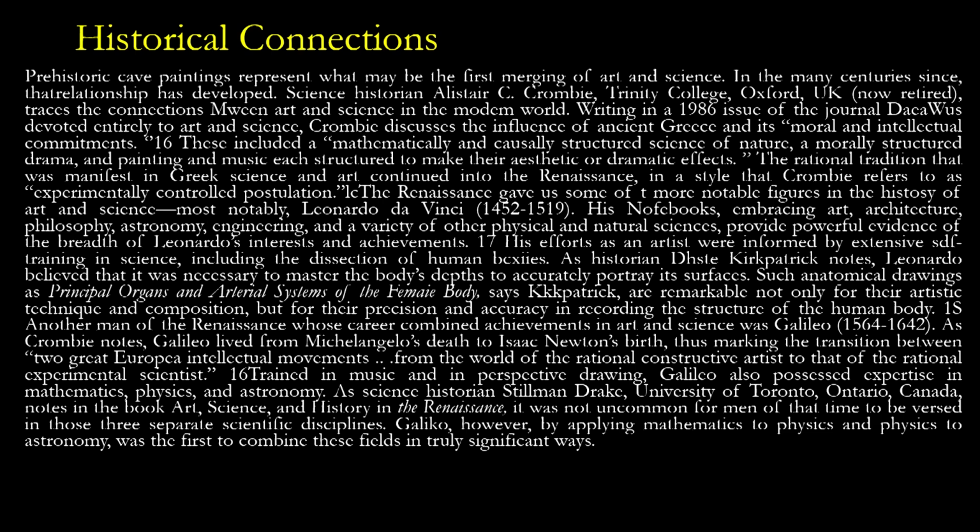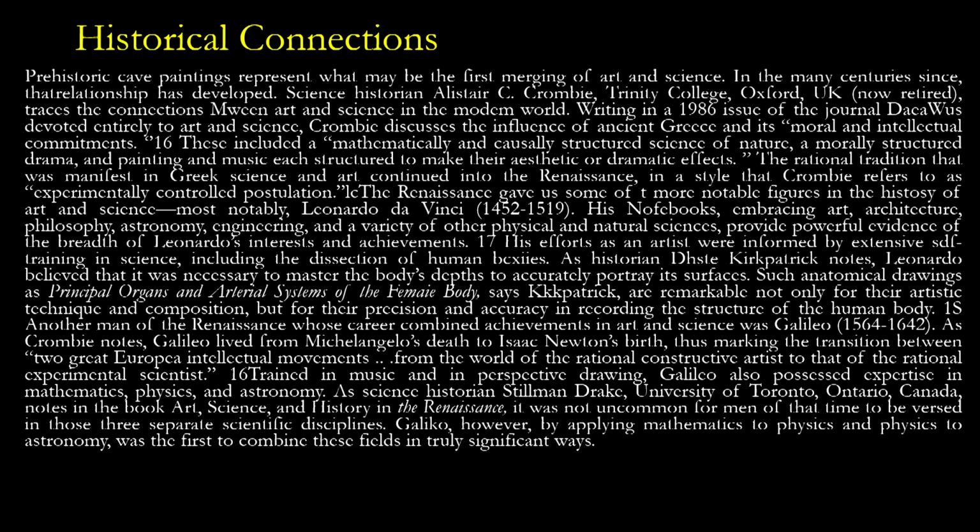As Crombie notes, Galileo lived from Michelangelo's death to Isaac Newton's birth, thus marking the transition between two great European intellectual movements, from the world of the rational constructive artist to that of the rational experimental scientist. So, Galileo was fortunate enough to live from Michelangelo's death to Isaac Newton's birth. So, he has seen both movements, from the rational constructive artist to the rational experimental scientist.